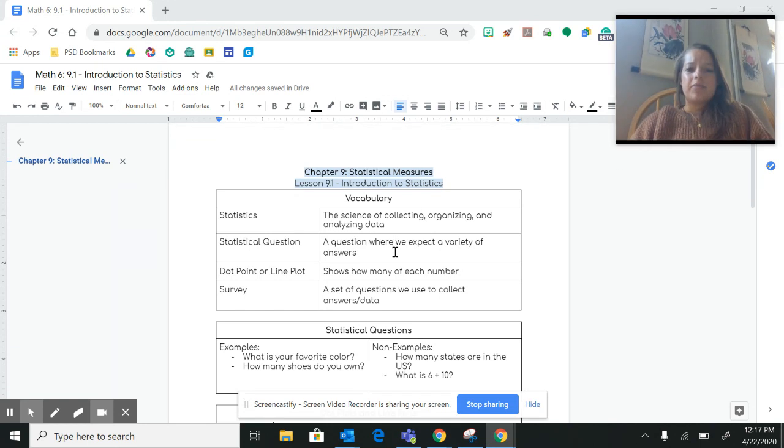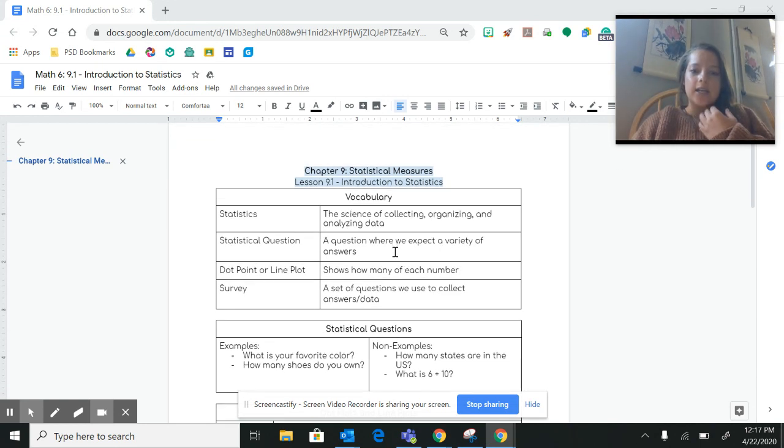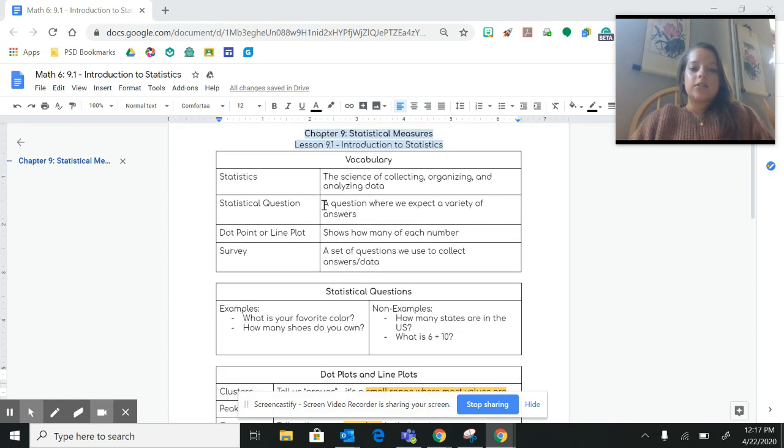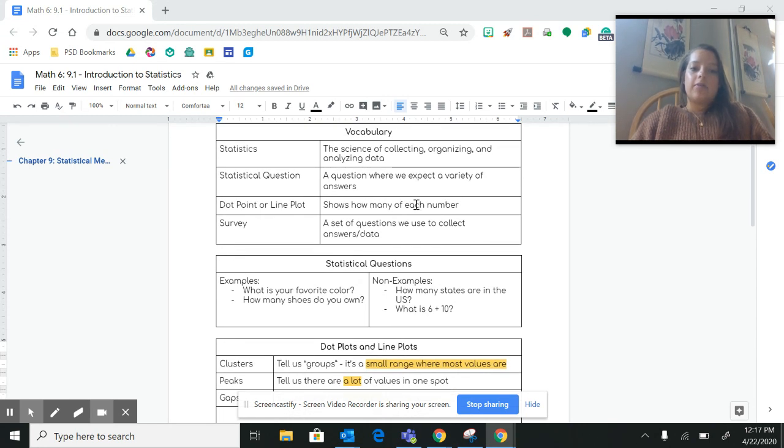So today, just some basic vocabulary. Statistics is the science of collecting and organizing data. So collecting different data on different topics and how you organize it and visually represent it with charts and graphs. And a statistical question is a question where we can expect a variety of answers. A dot plot or a line plot shows how many of each number, and we'll get into a little bit more depth of what it looks like, how we make dot plots. And a survey is a set of questions that we can use to collect answers or data.